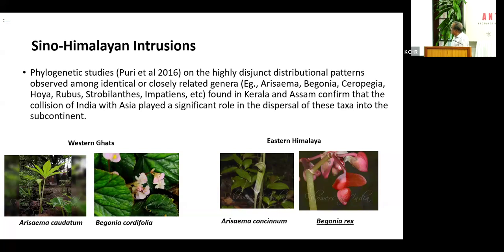And the Sino-Himalayan elements, as I mentioned, have been the subject of a lot of study on the phylogeny of Sino-Himalayan intrusions. They have found many genera like Arisaema, what we call kattuchena. Begonia is also a garden plant. Begonia, Ceropegia, as well as Impatiens and Strobilanthes are all Sino-Himalayan intrusions. Okay, I have put some of the common genera shared with the Eastern Himalaya as well as the Western Ghats, just as an example.